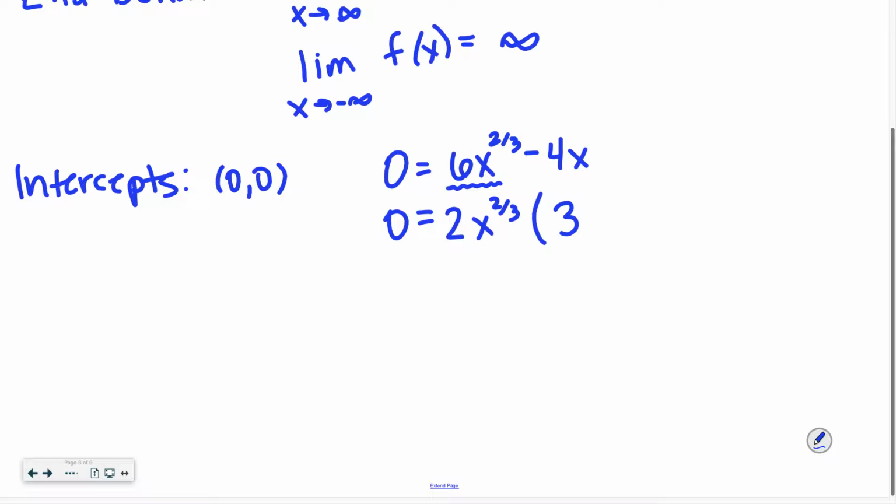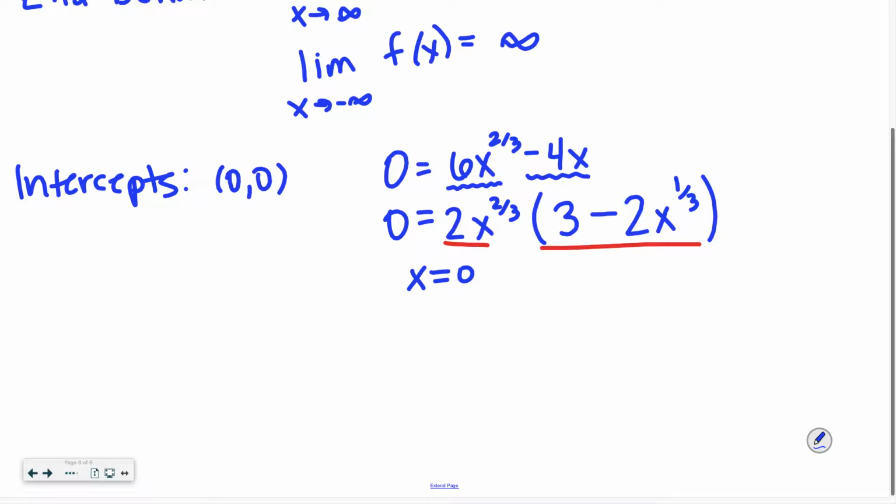we'd be left with 3, minus here we'd be left with 2, and then if we divide out an x to the 2/3 power, that means there is an x to the 1/3 power left, because x to the 2/3 times x to the 1/3, our exponents would add together to be x to the first power. Okay. So this is going to give us x equals 0, this factor right here.